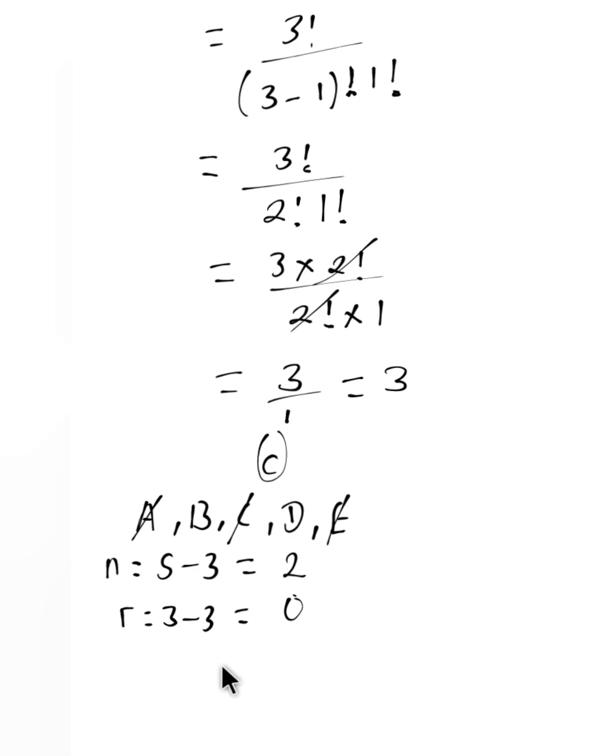But let's solve it though. Recall that n combination r is equal to n factorial all over n minus r factorial r factorial. n is 2, r is 0. So if we solve further, we have 2 factorial all over 2 minus 0 factorial.